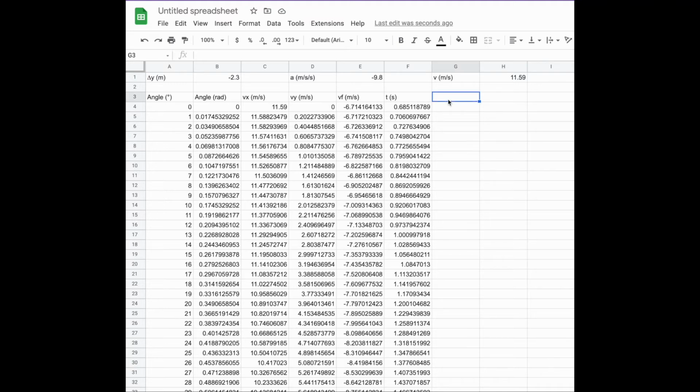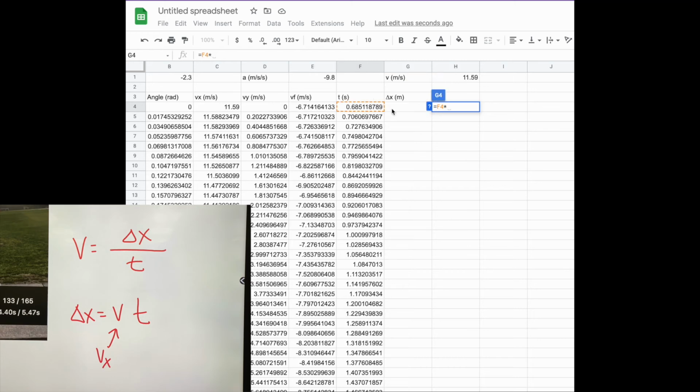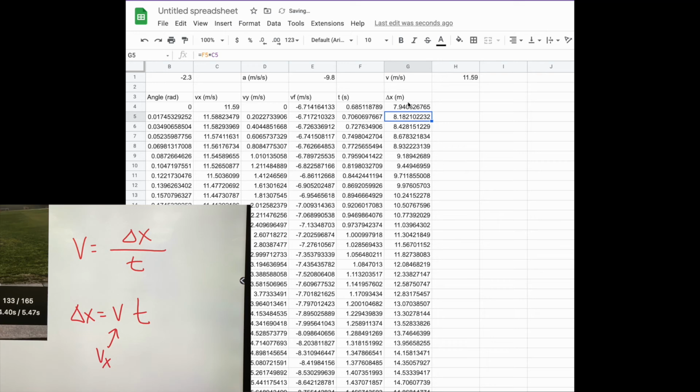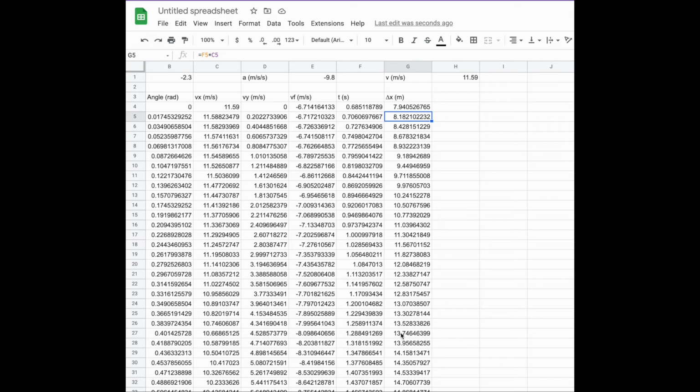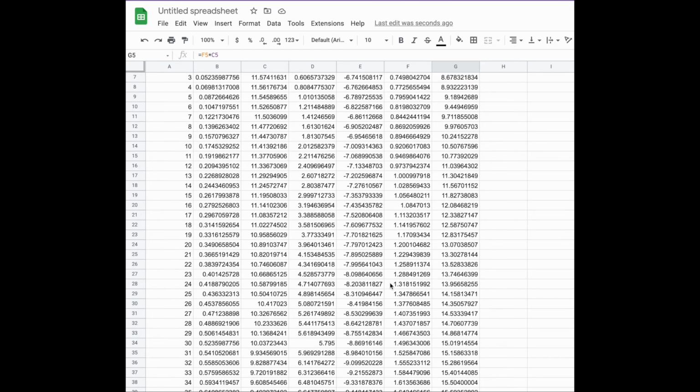Finally, we want to get our delta x. And for the delta x, we're just going to take that time that we just got, and we're going to multiply by our x velocity. We're going to fill that down, and we're going to get the distances traveled by the projectile at each of the different angles. At this point, we want to see which angle will give Jason his best throw.